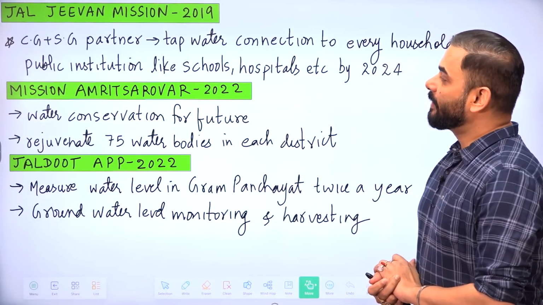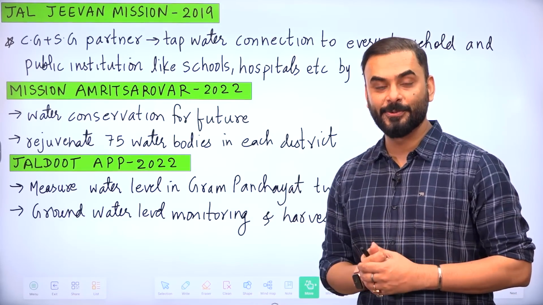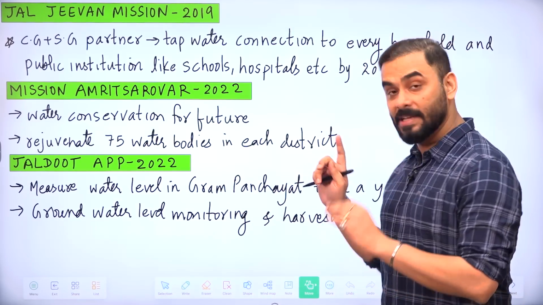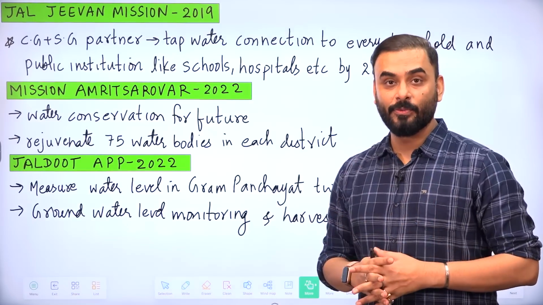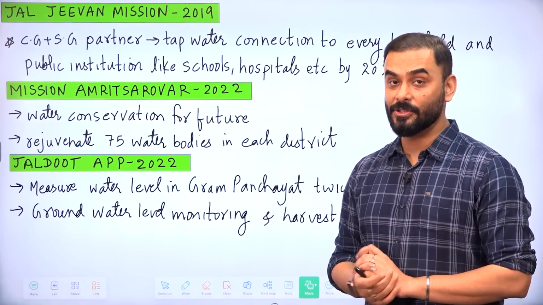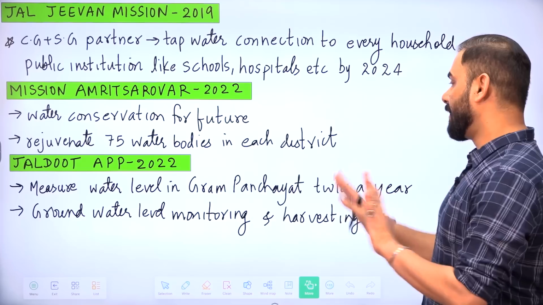2024. We have another scheme called Mission Amrit Sarovar, which was launched in 2022. Here the Government of India is trying to rejuvenate 75 water bodies in every district, because we are excessively using water in our development of infrastructure and urbanization. So government is trying to rejuvenate these 75 water bodies in every district.